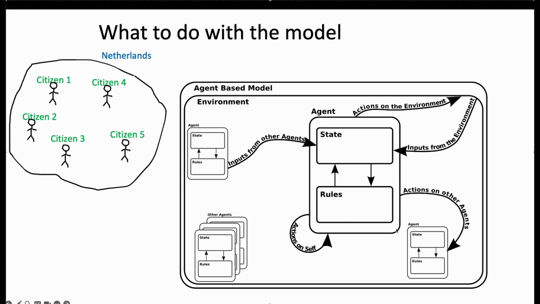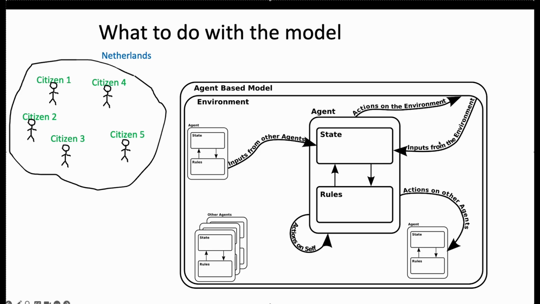So that's one agent, and that's its internal engine, let's say, state and rules. And agents interact with one another, and the agent can do an action on itself. Any agent has the capability of doing action on itself. When the agent interacts with everything outside of itself, there are several things that can happen. An agent can do actions on the environment, and it can also take input from the environment.